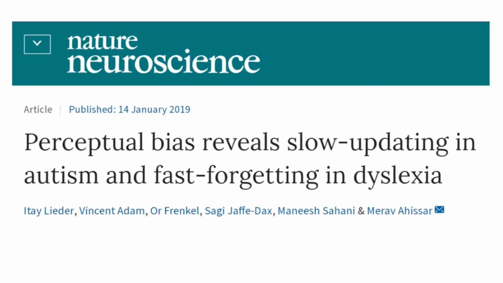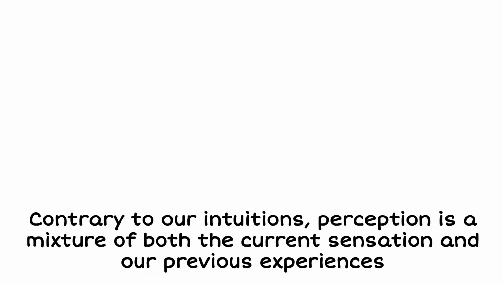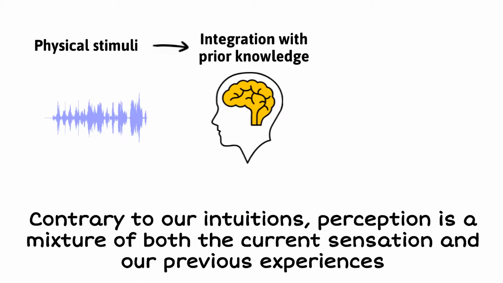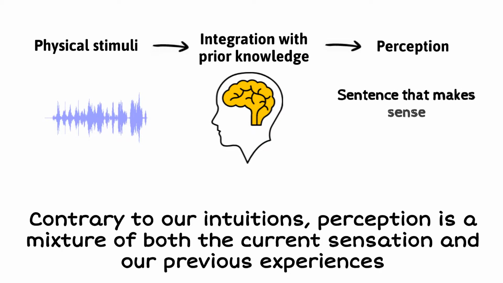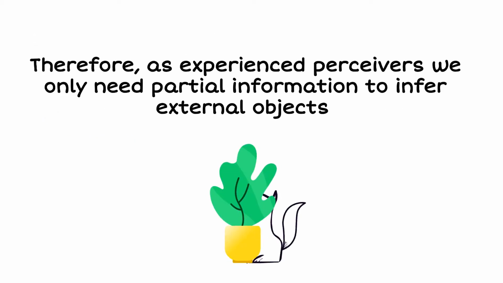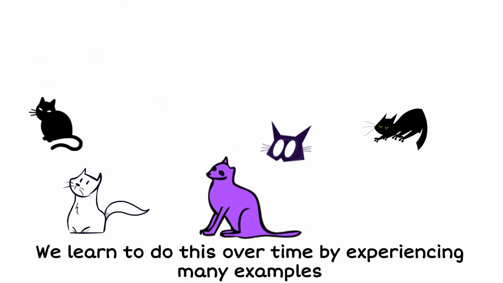In this short video, I'll describe a recent study which reveals opposite perceptual characteristics in dyslexia and in autism. Contrary to our intuitions, perception is a mixture of both the current sensation and our previous experiences. Therefore, as experienced perceivers, we only need partial information to infer external objects. We learn to do this over time by experiencing many examples.